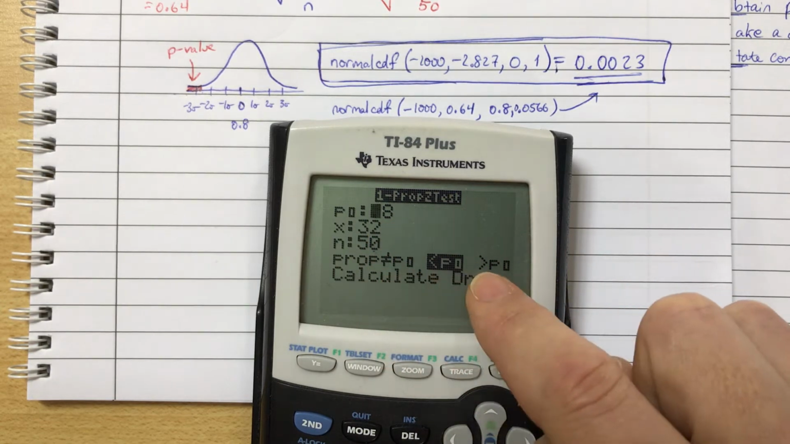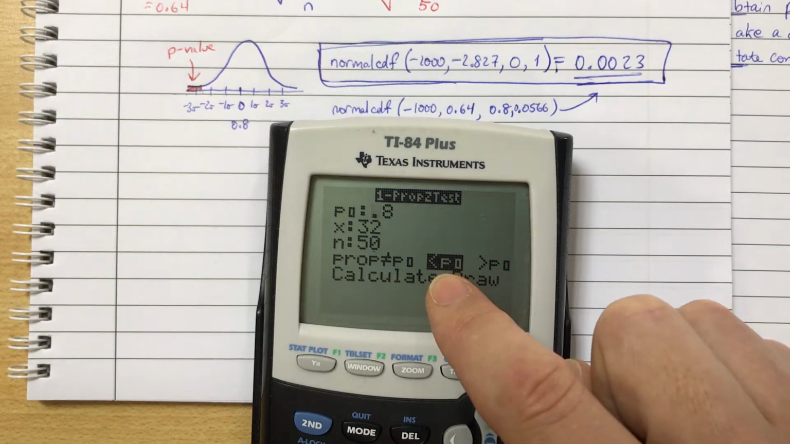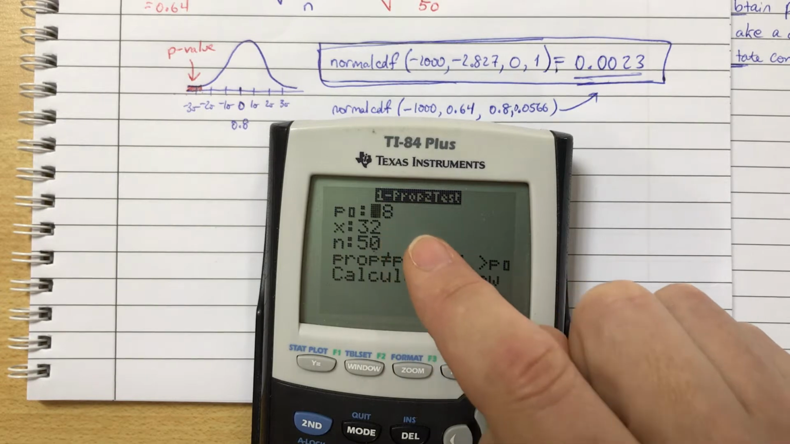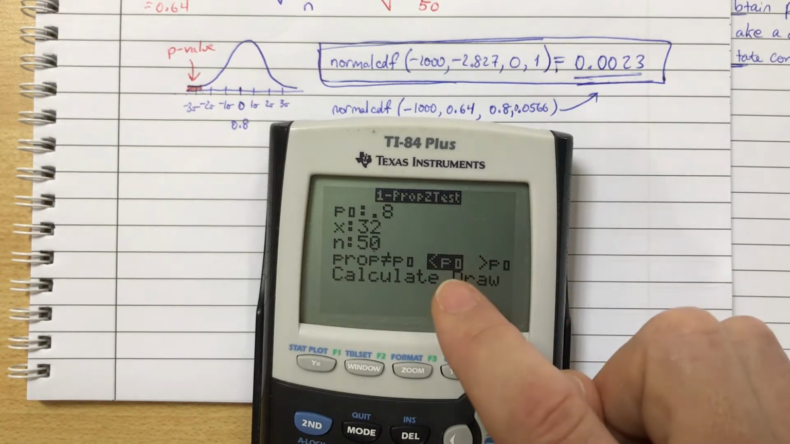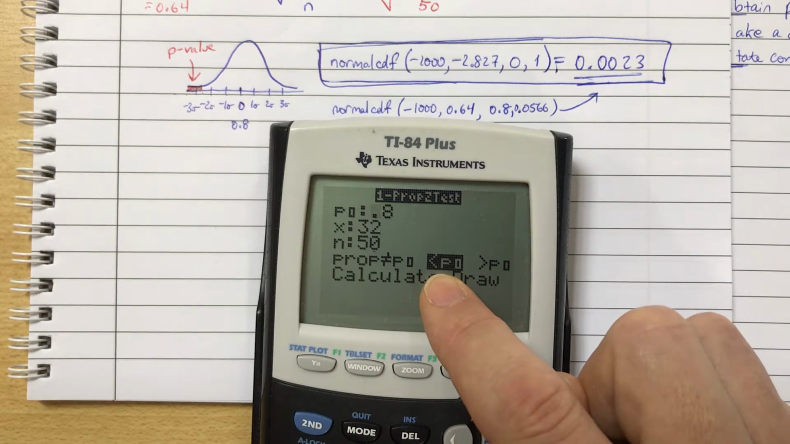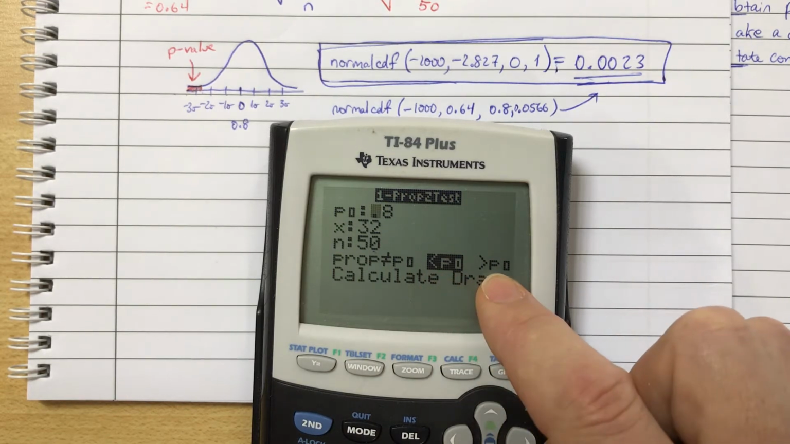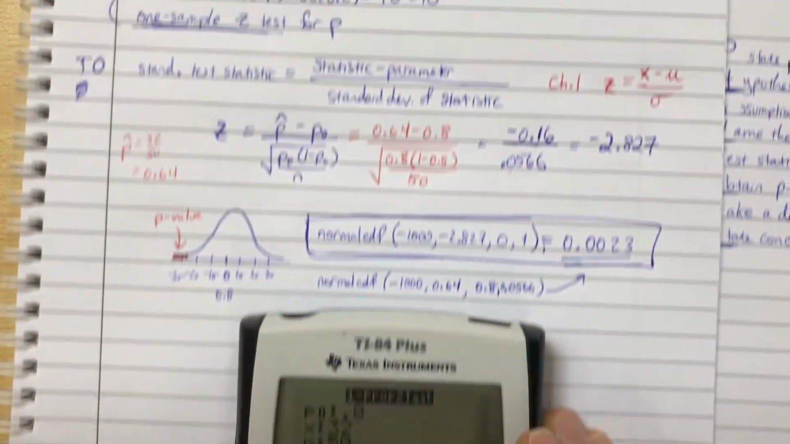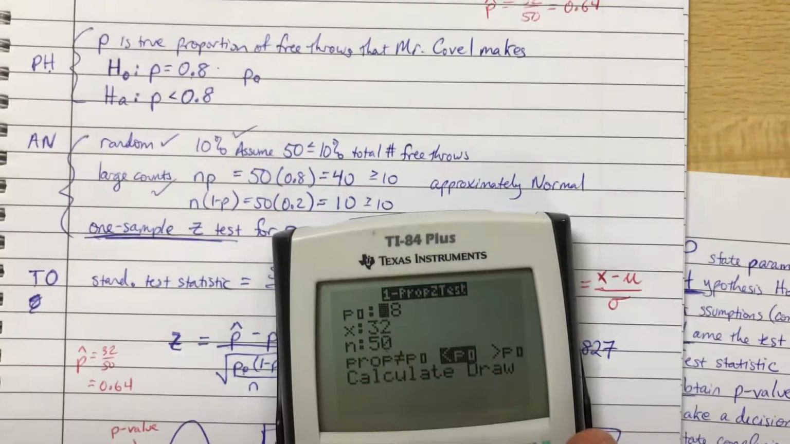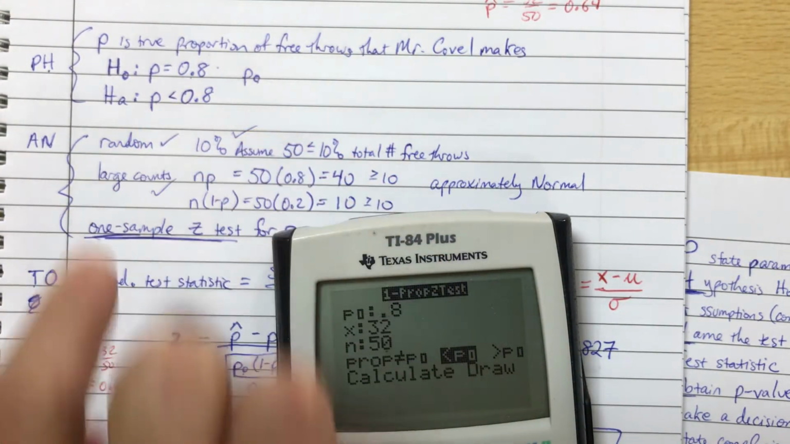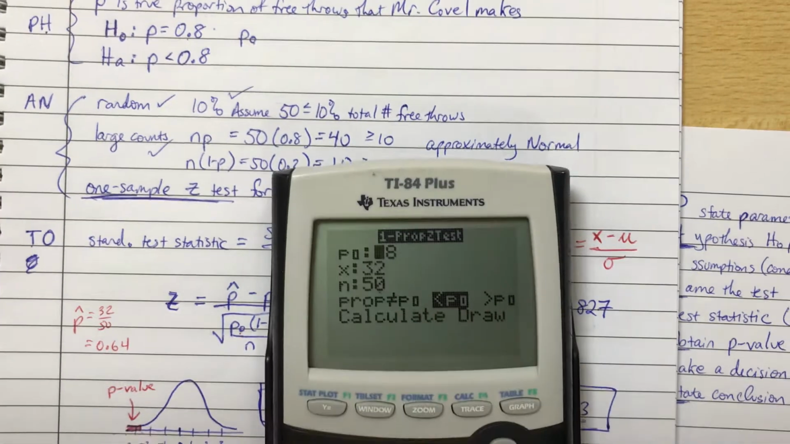Now I have to make a choice here. Am I looking for the p-value where it is not equal to 0.8, which means it could be higher or lower? Do I want the p-value where we're looking at, is it lower? When is it lower than 0.8, or when is it higher than 0.8? In this case, we want lower because our alternative hypothesis is that the true proportion is actually less than 0.8, that he's not as good a shooter as he claims he is. So I go to calculate.